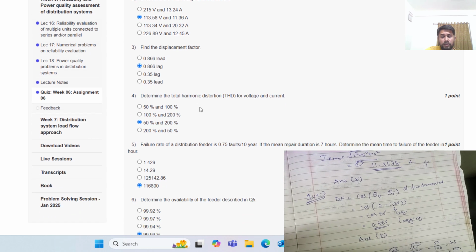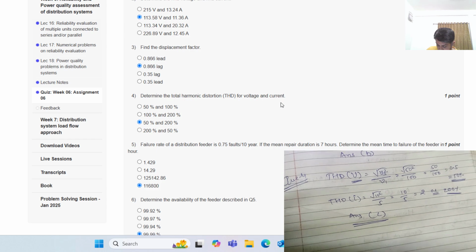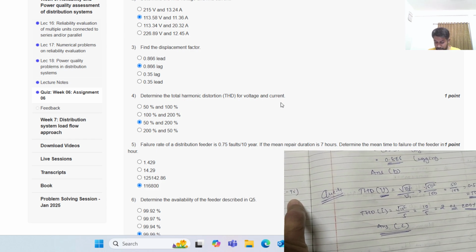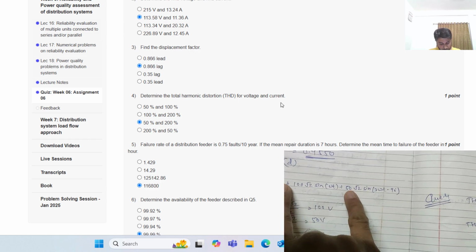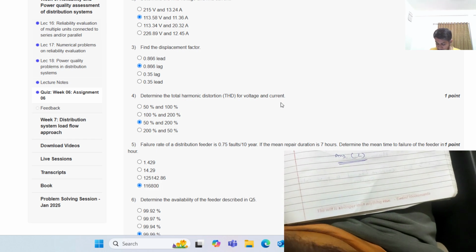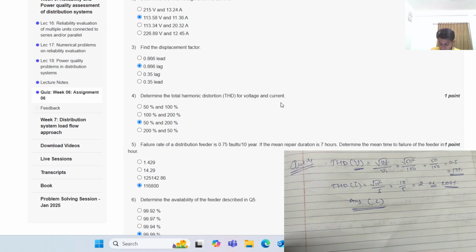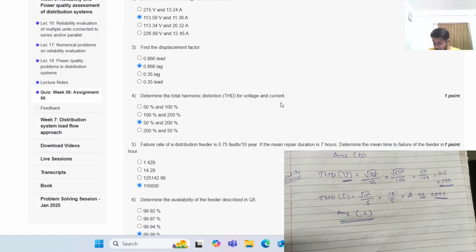Now we have to find the total harmonic distortion for voltage and current. The total harmonic distortion for the voltage is under root of V3 square, that is the third harmonic component. The third harmonic's magnitude is 50 in RMS, so 50 square divided by 100, the RMS value of the fundamental, so 50 by 100, that is 0.5.